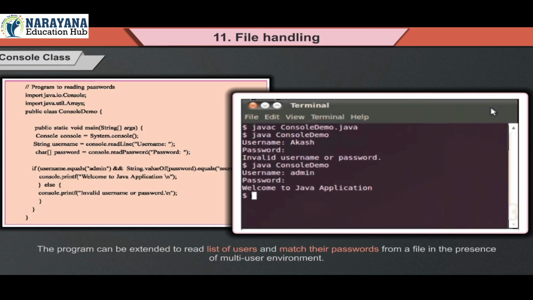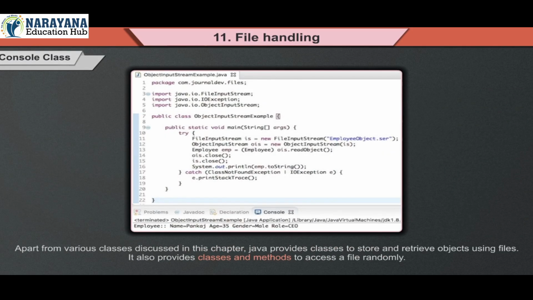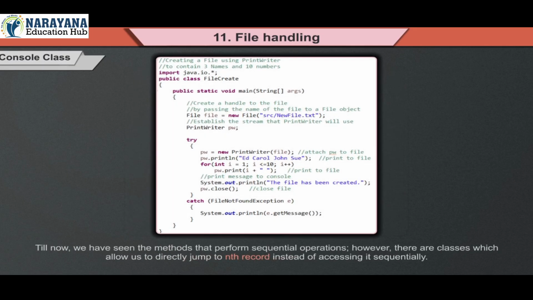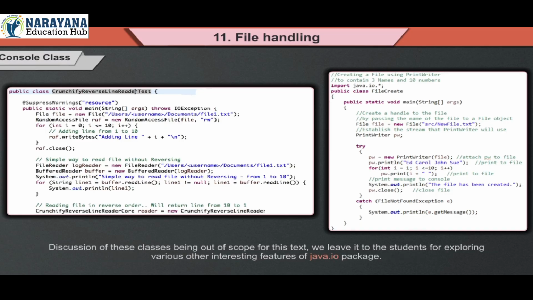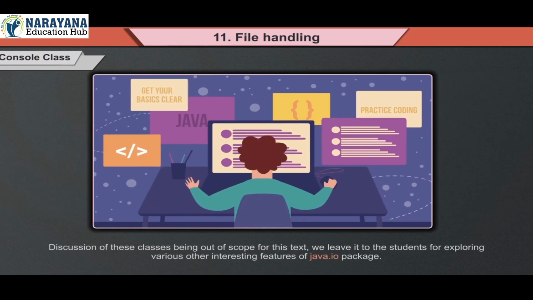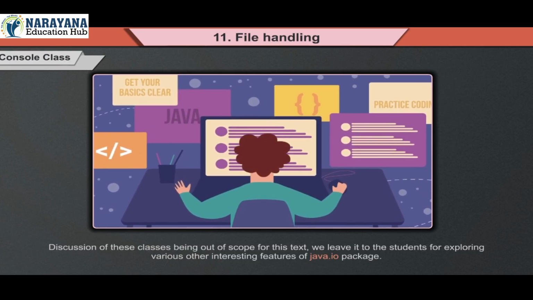Apart from various classes discussed in this chapter, Java provides classes to store and retrieve objects using files. It also provides classes and methods to access a file randomly. Till now, we have seen the methods that perform sequential operations. However, there are classes which allow us to directly jump to nth record instead of accessing it sequentially. Discussion of these classes being out of scope for this text, we leave it to the students for exploring various other interesting features of java.io package.